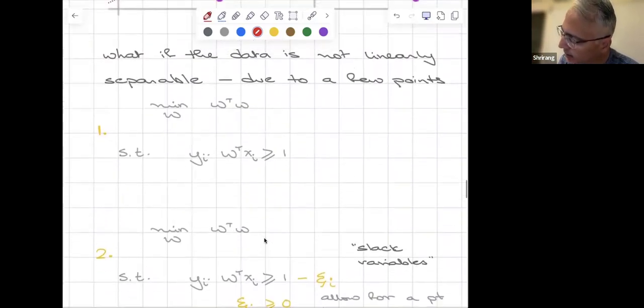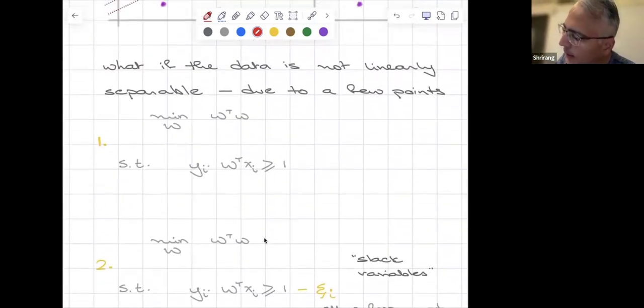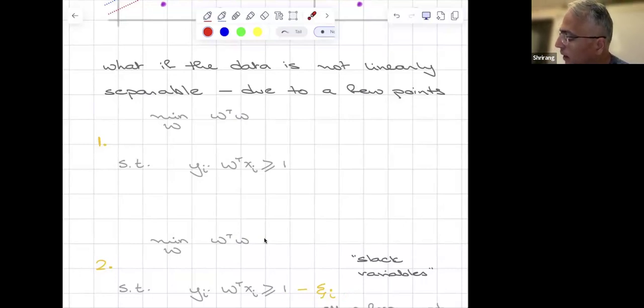So what I'm going to do is modify my constraint by adding slack variables. I'm going to say yi w transpose xi is greater than or equal to 1 minus some psi i. Okay, psi i is a slack variable. I'm introducing a new thing into this formulation. Now, what will this psi i be? For any point that is outside the margin, it is going to be 0. So nothing changes, right? But there might be some point that is inside the margin for which psi i will be, let's say, 0.5. Okay.